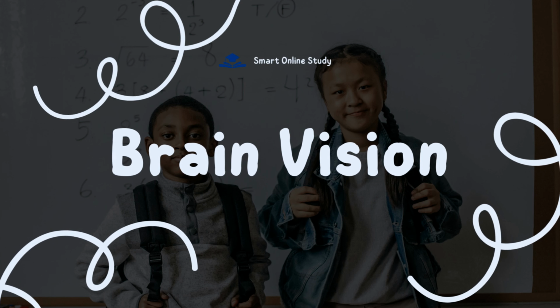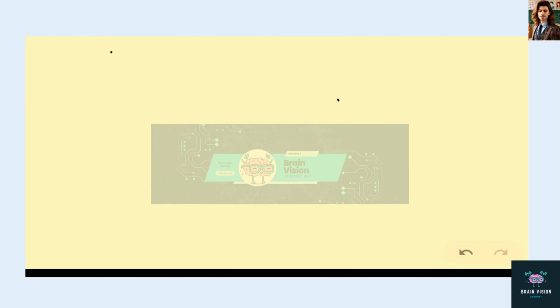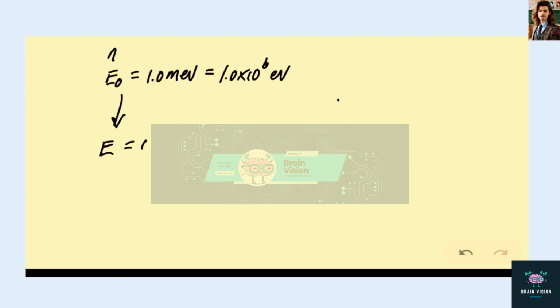Welcome to Brain Vision. In this question, we are given a neutron that starts off with energy E0 of 1 MeV. And we want to find how many collisions it takes to bring it to an energy of 0.04 eV. Now we are given that for each collision, the energy is halved, right? Half of its kinetic energy is lost to the collision.